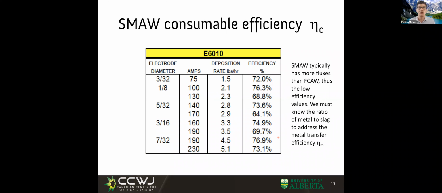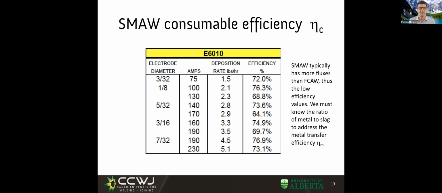All right, let's go to stick. What do we see? Even lower. Why? Well, sure, the flux in flux core was inside. Now the flux in stick welding is outside, and some of these have lots and lots of flux, right? And that's what we see. This is 6010, a cellulosic, and this one has a relatively small amount of slag. What we see now is that some of these are cracking into the 60s in efficiency.